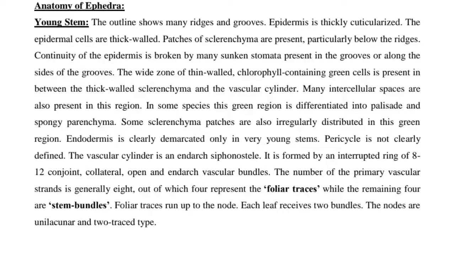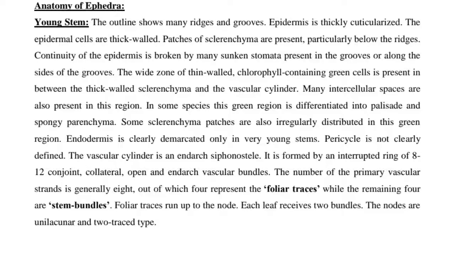Pericycle is not clearly defined. The vascular cylinder is an ectophloic siphonostele. It is formed by an interrupted ring of 8 to 12 conjoint, collateral, open and endarch vascular bundles. The number of the primary vascular strands is generally 8, out of which 4 represent the foliar traces while the remaining 4 are stem bundles.